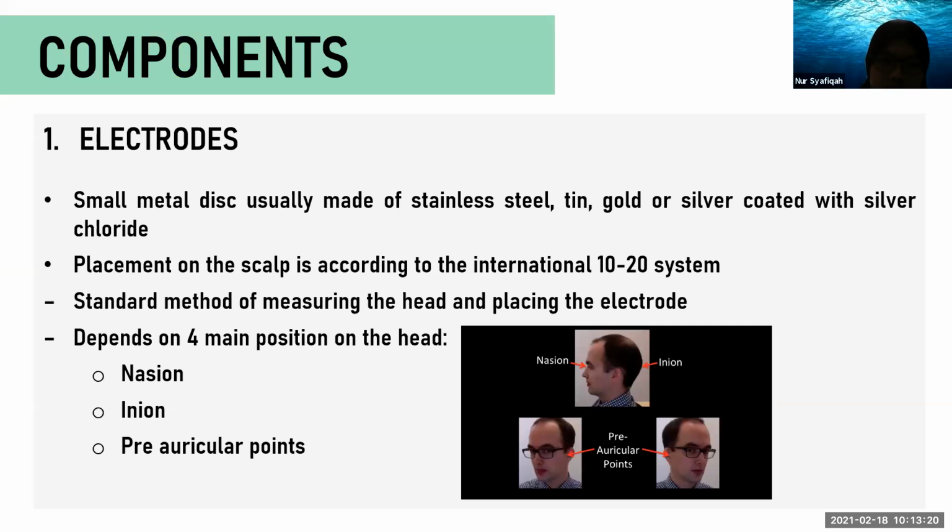So the first one is electrode. An electrode is a small metal disc, usually made of stainless steel, tin, gold, or silver that is coated with silver chloride. And it is then placed on the scalp according to the International 10-20 system. So basically the 10-20 system is the standard method of measuring the head and placing the electrodes in EEG. It depends on the form and position of the head, which are the first one, the Nasion, and the next one, the Inion, and also the right and left preauricular points.